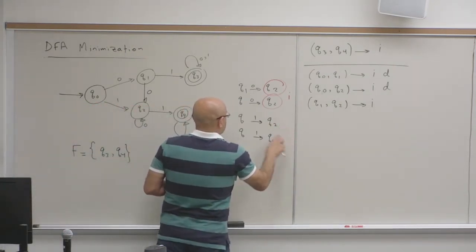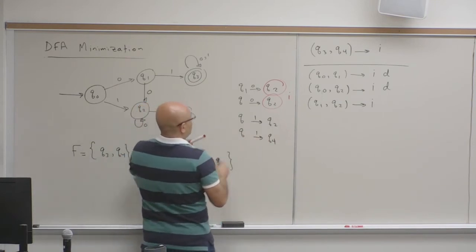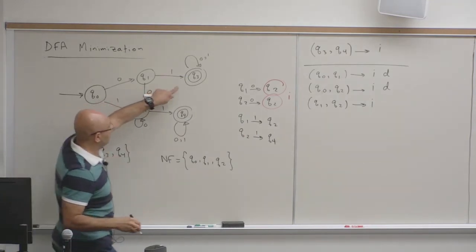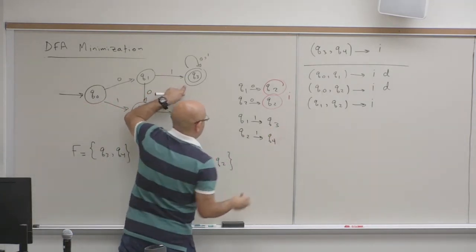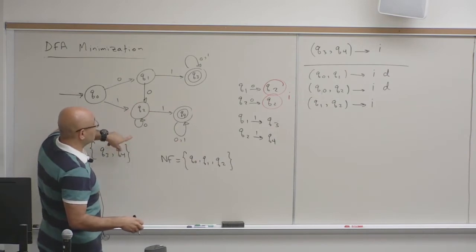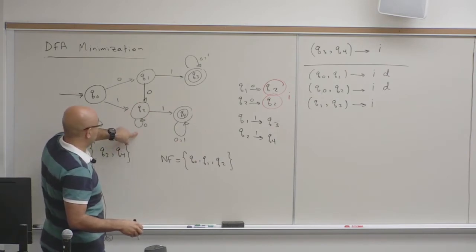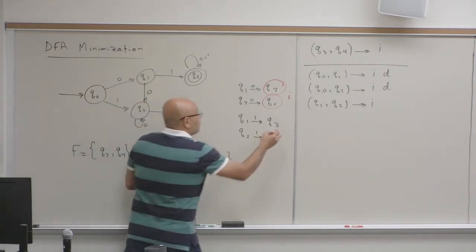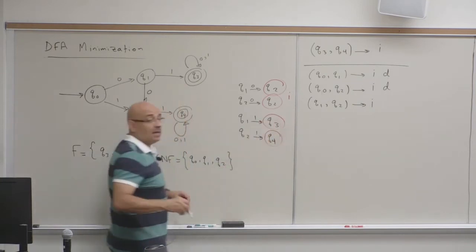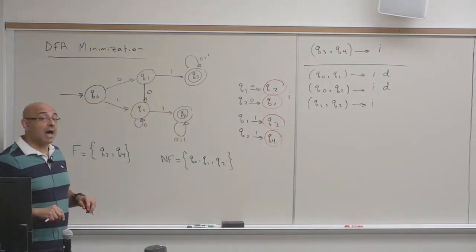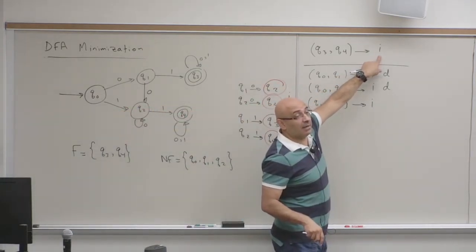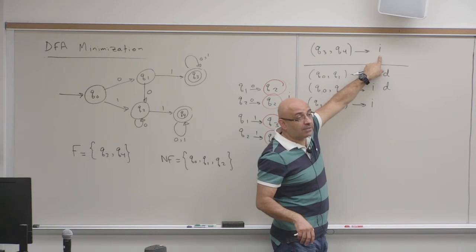Now, what about transitions on a 1? So we're comparing Q1 and Q2 now. On a 1, Q1 goes to Q3, and Q2 on a 1 goes to Q4. Now, are Q4 and Q3 the same or not? They are. From the algorithm's point of view, they're the same. There is still an I. So the algorithm sees them as two equivalent states. They belong to the same equivalence class.